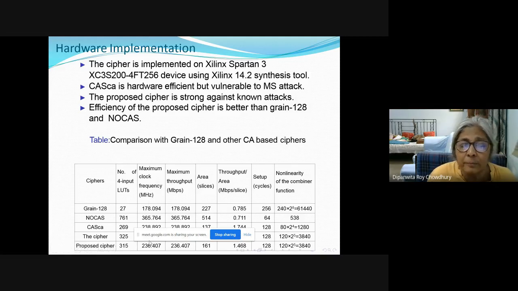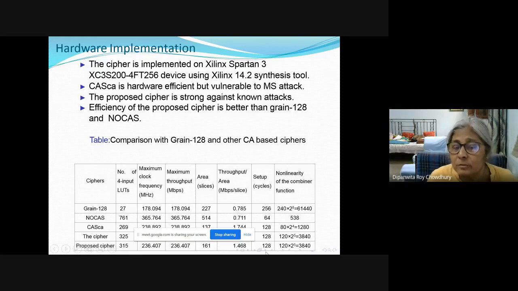The clock frequency is also high. For Grain it is 178 megahertz, while ours is very big because it is a CA. We know Cellular Automata run at gigahertz speeds, so this is a very good thing. Although the hardware is more, we are getting the maximum clock frequency and throughput is very good; throughput is 236. The area is 227, but area is less because of the local neighborhood structure. It is a very compact design, very well suited for VLSI, and that is why the area is less. Throughput per area is very good, much better than Grain.